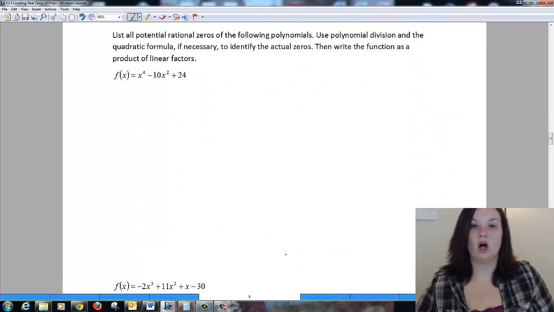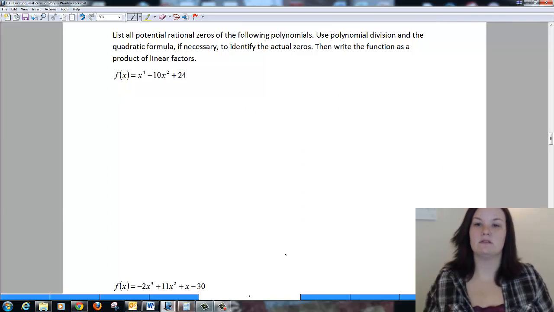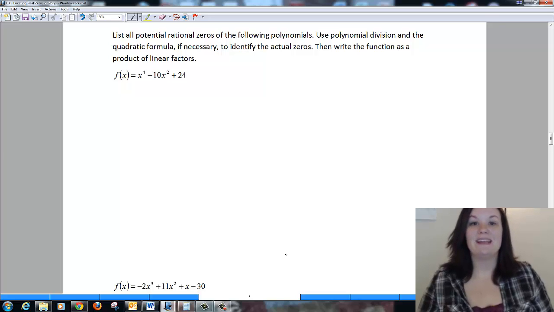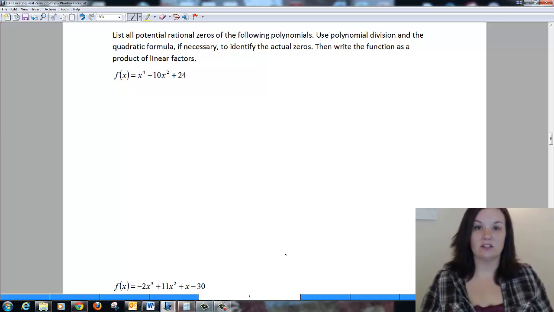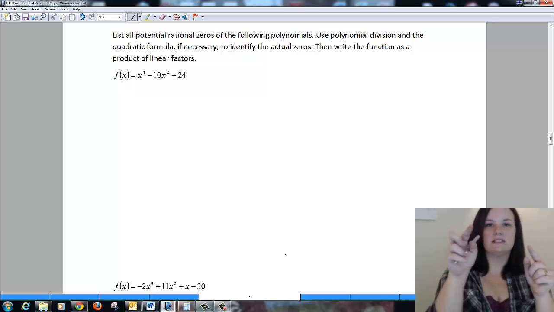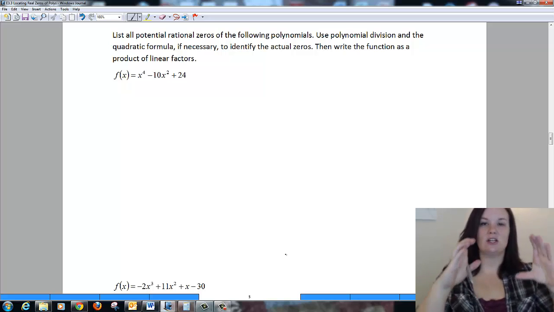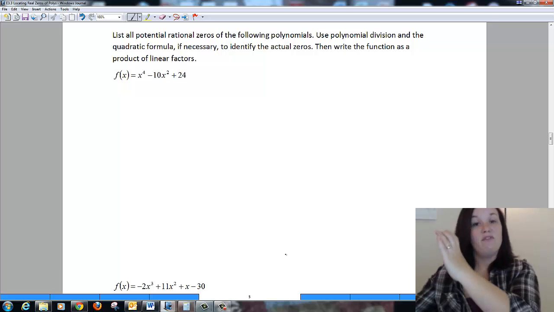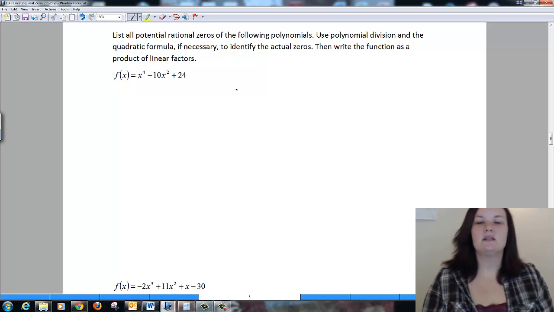So it says, list all potential rational zeros of the following polynomials. Use polynomial division and the quadratic formula, if necessary, to identify the actual zeros. Then write the function as a product of linear factors. So once we know all the zeros, then we can just move them back across the equal sign like we did at the beginning of the section and write them as factors. So let's go ahead and write out all the potential zeros.